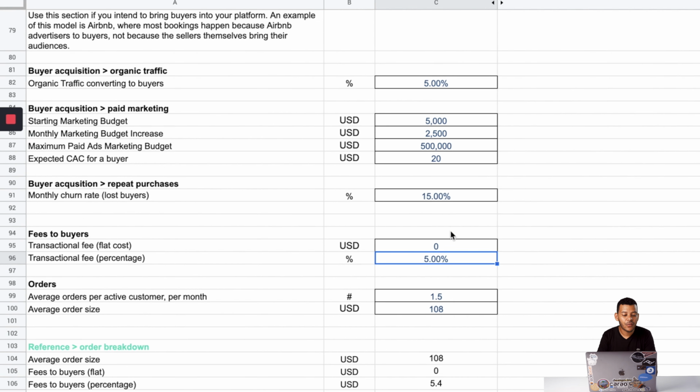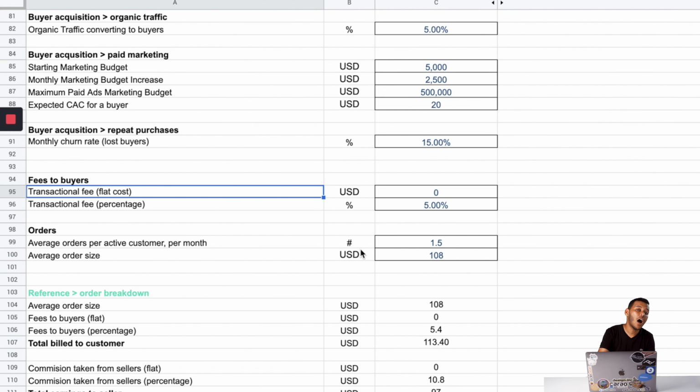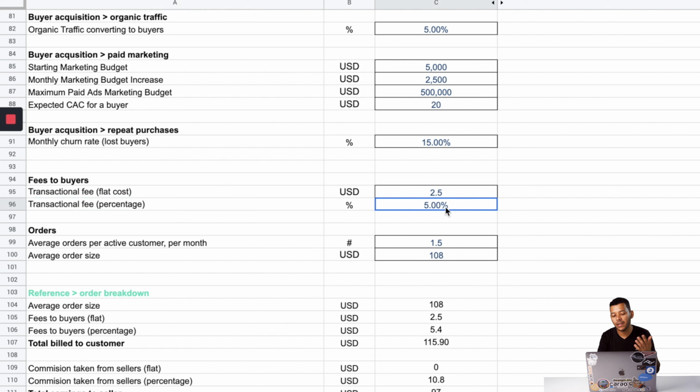And then we have the fees for buyers. These are the fees that come on top of the pricing, right? You could set a transactional fee, maybe a service fee. Let's set that to $2.5, something like that. And then a percentage fee. So we could set that to 5%.